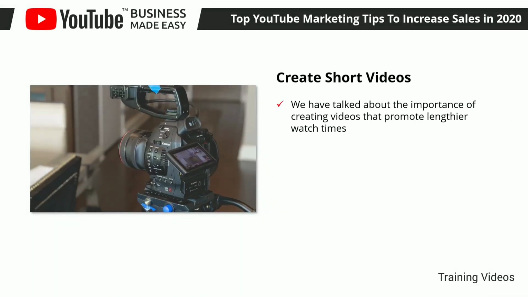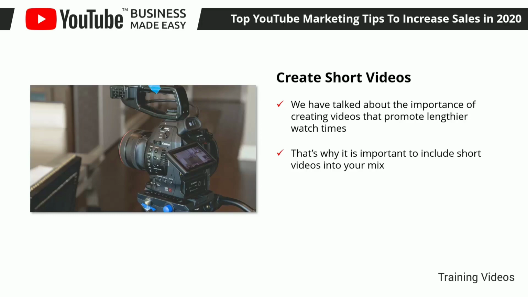Create short videos. We have talked about the importance of creating videos that promote lengthier watch times. These are videos that are on average between 6 to 25 minutes long, and the intention is to boost retention. But it so happens that the contrary can work as well, if not better in some instances. That's why it is important to include short videos into your mix. Videos that last less than 2 minutes can generate over 50% of your views, and they're more effective to deliver your message to certain leads at certain stages of your sales funnel.